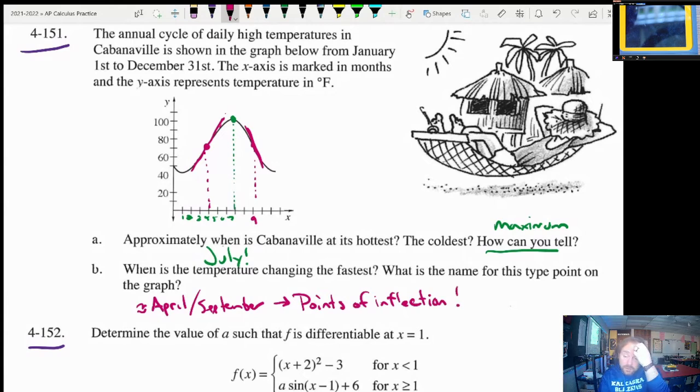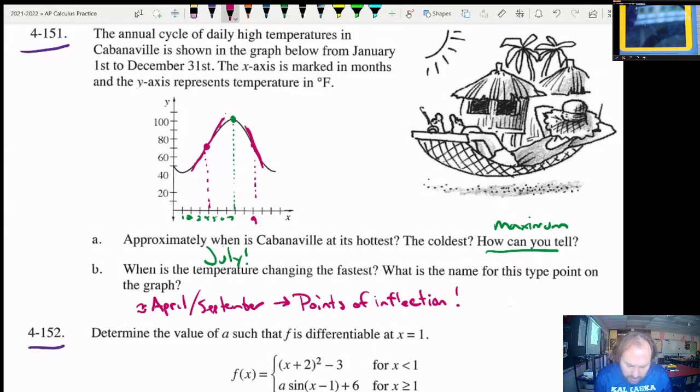And those are basically where the slope is the steepest. It's the biggest number. And it's also where the derivative of the slope, or the concavity, equals 0. So when you're looking for a maximum or a minimum, you want to think about derivatives equaling 0. That's what you're looking for there. So those are the points of inflection we're looking for.